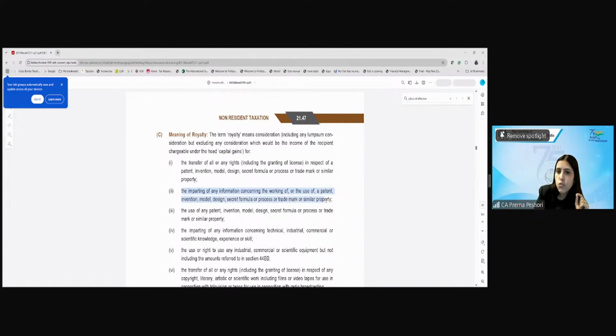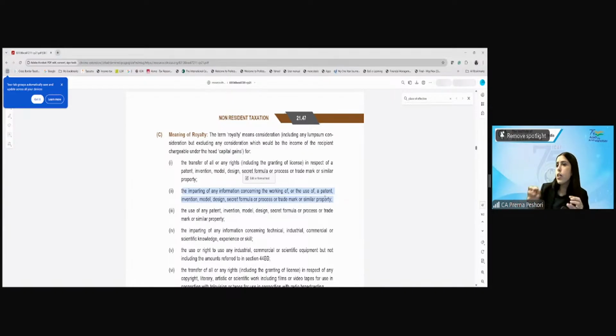Next is imparting of any information concerning the working of or the use of a patent, invention, model, design, secret formula, process, trademark or similar property. So, any information that I am imparting to you as to how to use this, let's say, formula that I have developed, or how to use the patents that I have registered.